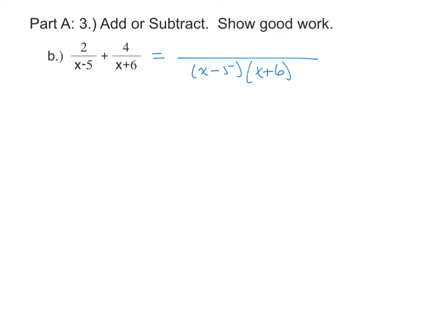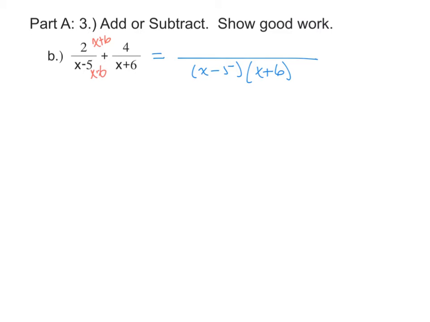So what I'm going to have to do is go back to the original problem, this 2 over x minus 5. Its denominator already has the x minus 5 in it, but what it's missing is the x plus 6. So I'm going to multiply this fraction by x plus 6 over x plus 6. When I multiply by a fraction with the same numerator and denominator, in essence I'm multiplying by 1, and I don't change the value of the fraction, even though the fraction is going to look different.